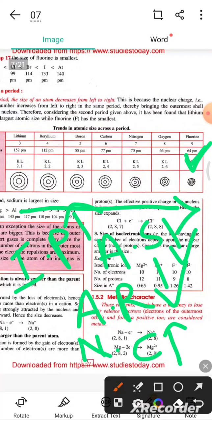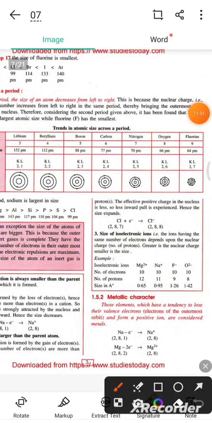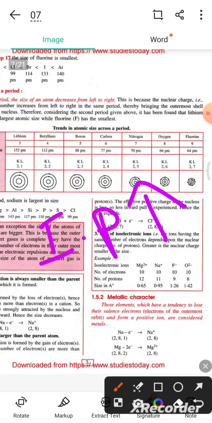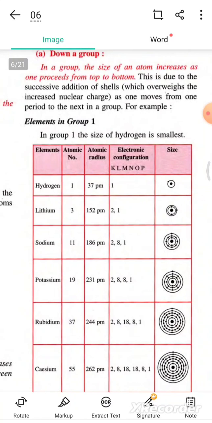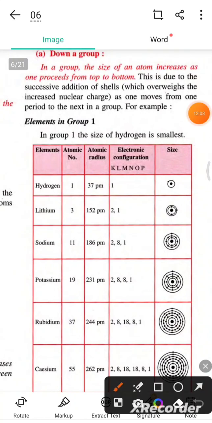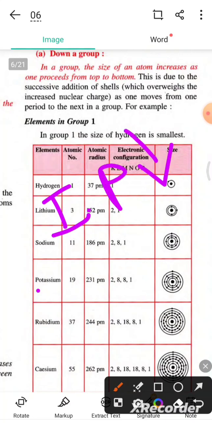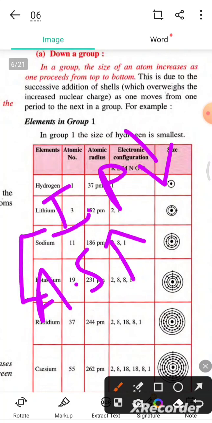Okay, so across a period your ionization potential increases as the atomic size decreases, and down a group your ionization potential decreases as your atomic size increases. So you can see the opposite here. Like this way also you can remember, but the thing is not to remember, you should understand, then only you can write the variations.